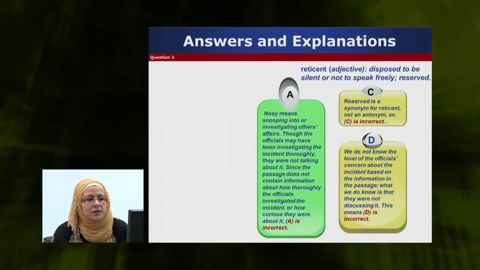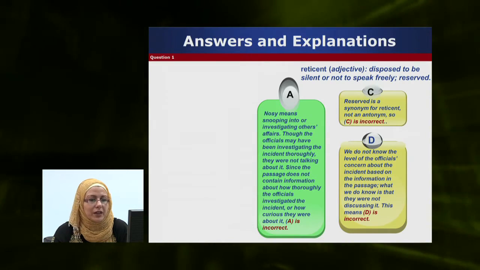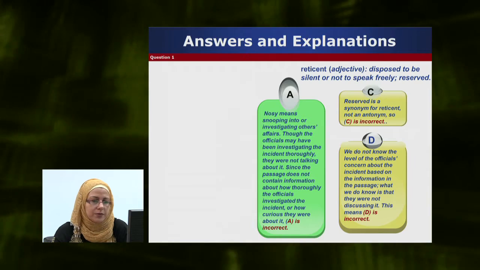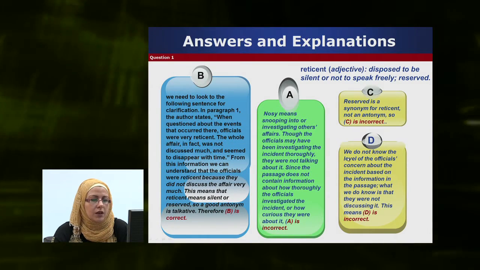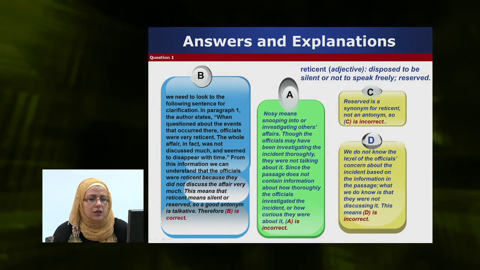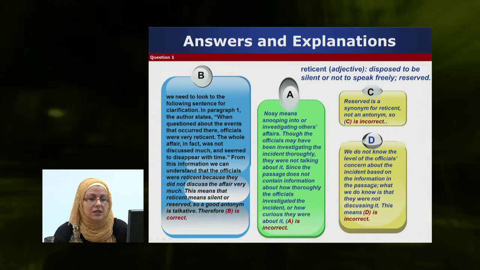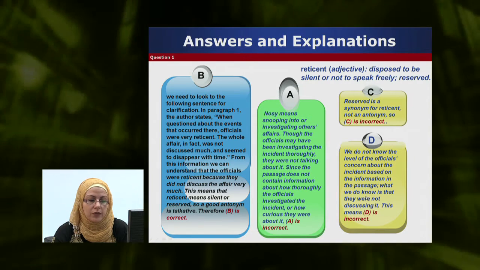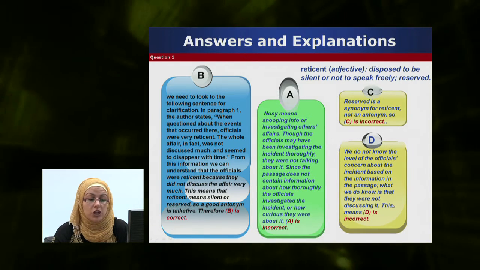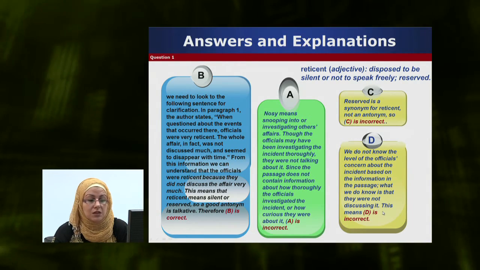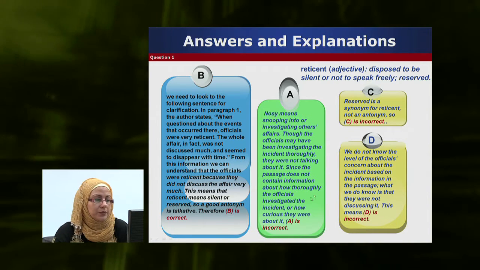C, it says reserved. Reserved is actually a synonym for reticent, and therefore it can't be an antonym, so it's incorrect. In D, we do not know the level of the official's concern about the incident based on the information in the passage. What we do know is that they were not discussing it. This means that D is incorrect.